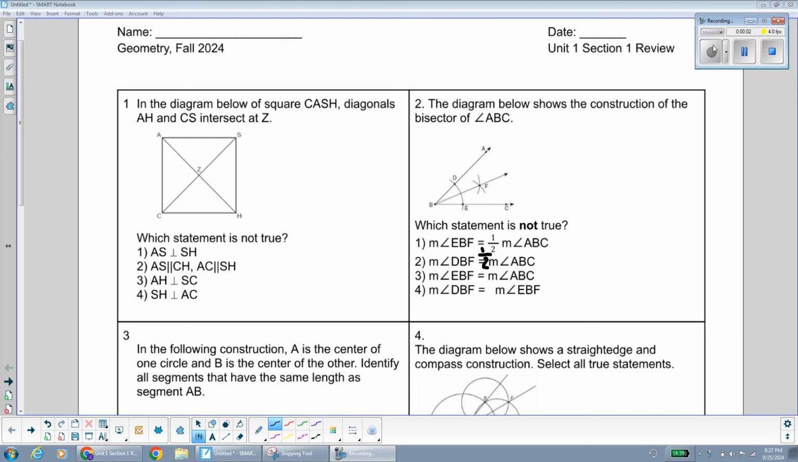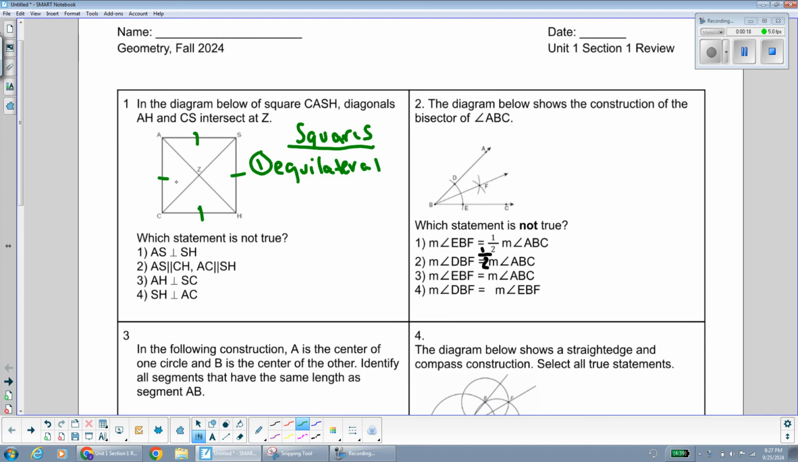In number one, we have a square and we have a couple of special properties of squares. So I'm just going to write them down over here. Number one, squares are equilateral. That means all of the sides are equal to each other. Number two, squares have opposite parallel sides. So this side and this side are parallel. This side and this side are parallel.